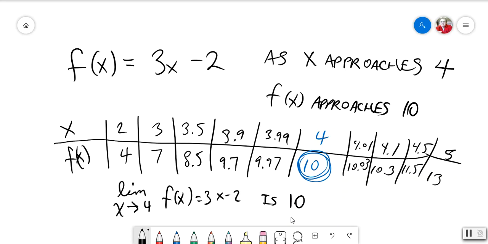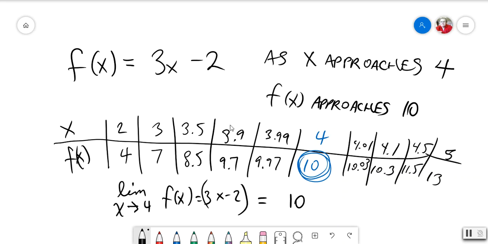This is the notation that we use. And actually, it would be more formal to put this in parentheses. And instead of writing the word is out, we would just say equal. We write the abbreviation L-I-M. Underneath it, we write x, arrow, 4. That means what it's going to.